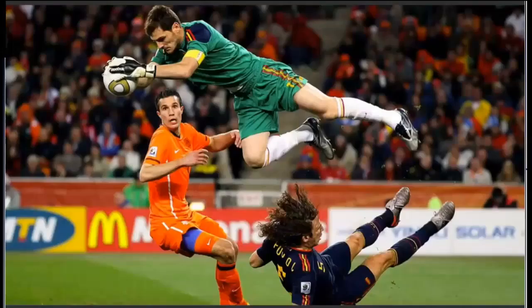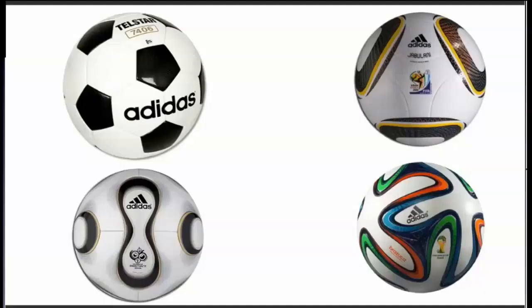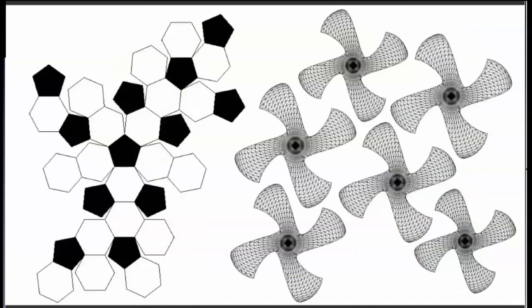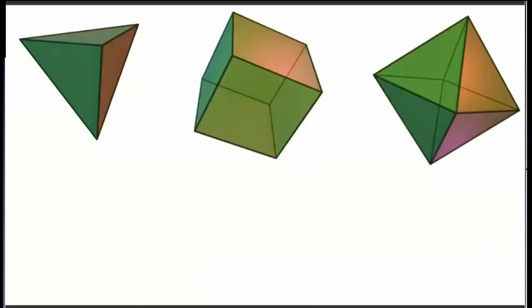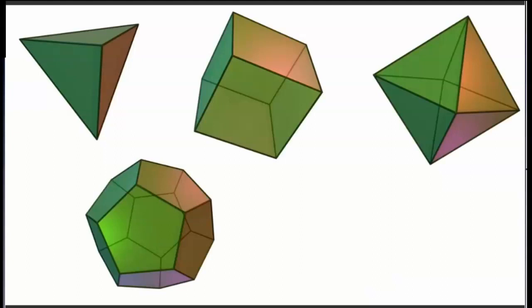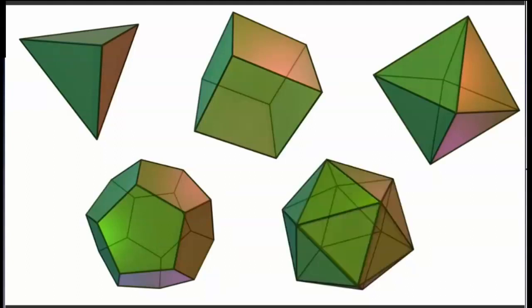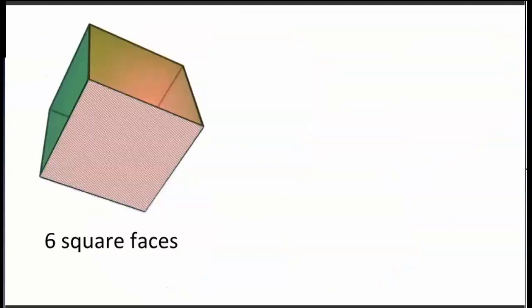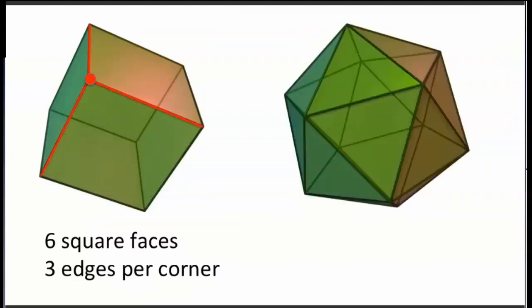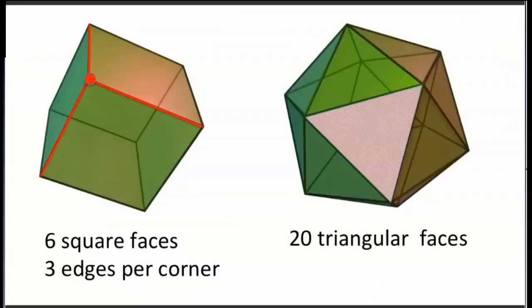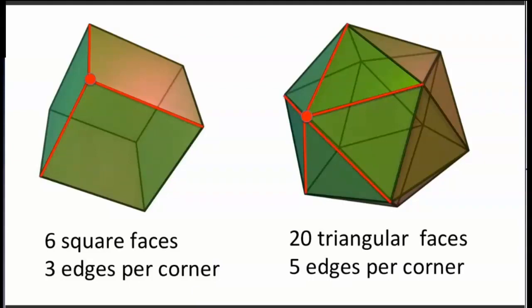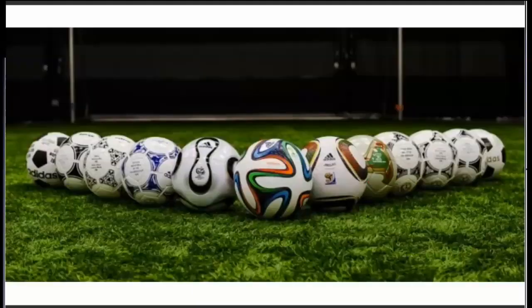Since Aerodynamics 1970, that goes with it. Adidas has been designing the balls for the FIFA World Cup. Our question: what does mathematics say about these designs? First, we need to understand the 5 platonic solids: the tetrahedron, the cube, the octahedron, the dodecahedron, and the icosahedron. Each of these solids has congruent faces. For example, the cube has 6 square faces, and each corner is met by 3 edges, while the icosahedron has 20 triangular faces, and each corner connects 5 edges. The structure of the World Cup balls are each based on one of these platonic solids.